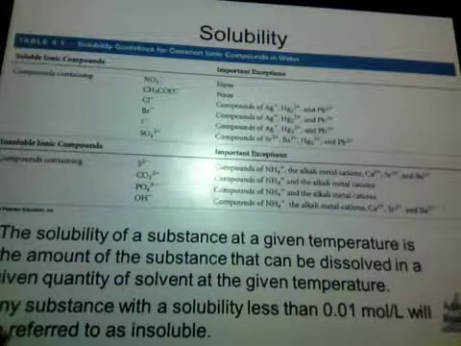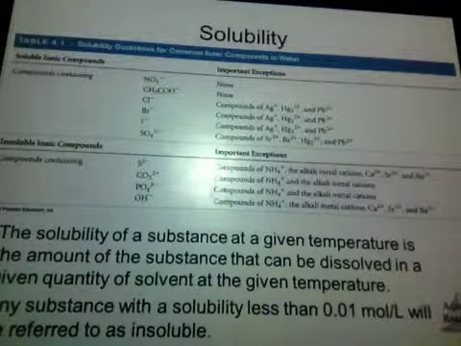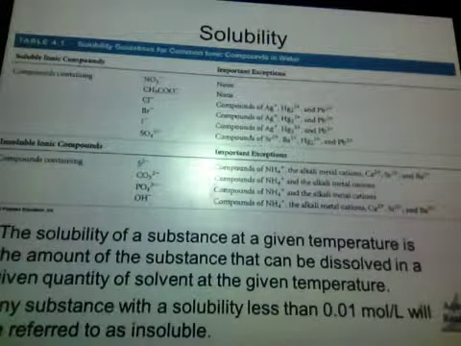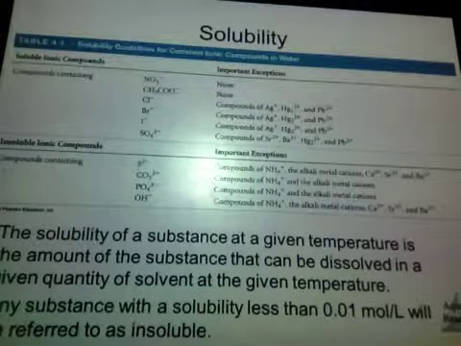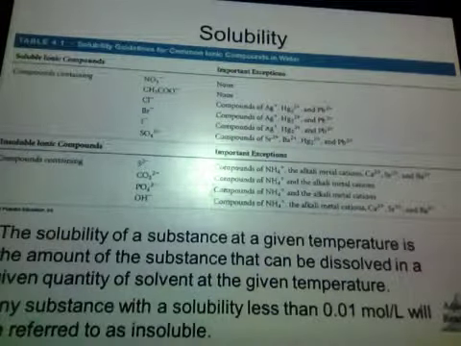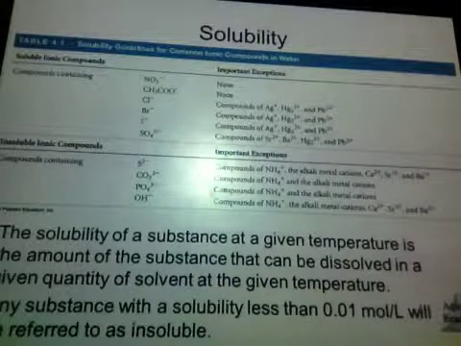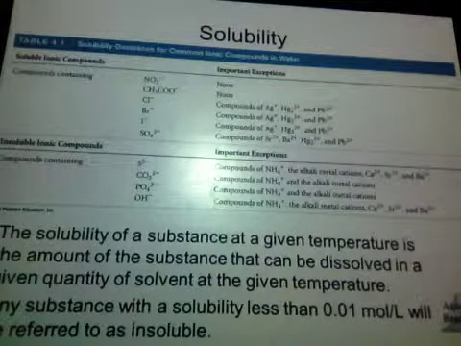If you find a solubility chart and you have a hard time reading it, just let me know and we'll look at it together. Solubility of a substance at a given temperature we know is the amount of the substance that can be dissolved in a given quantity of solvent at the given temperature.